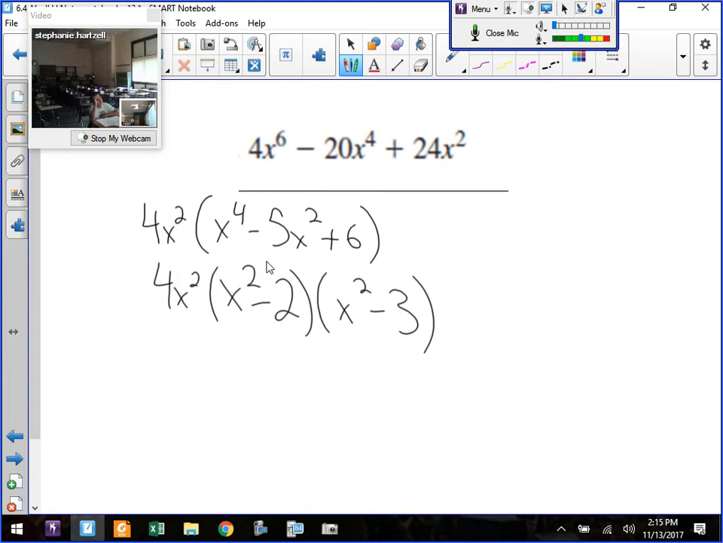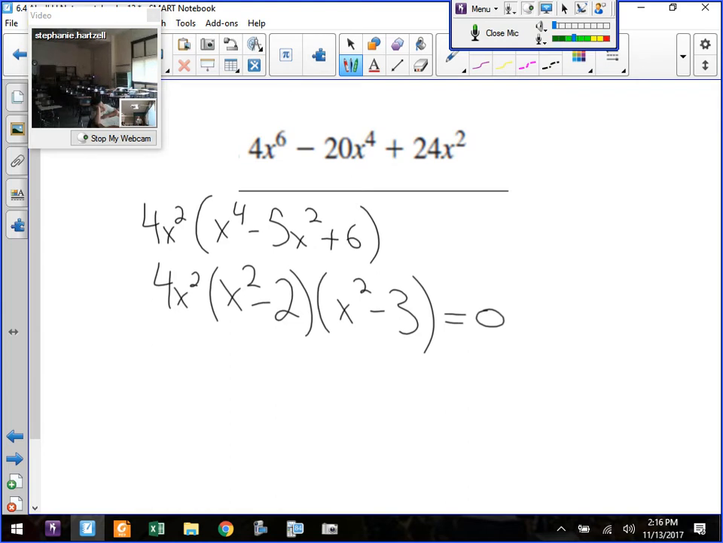Because if you think about it, if you start foiling all that out, I get an x to the 4th, and I distribute it into x squared, I'm going to have an x to the 6th. Now, let's get real crazy with this one. We did one a second ago that had a 2x squared out front. We set it equal to 0, and it was just at 0.